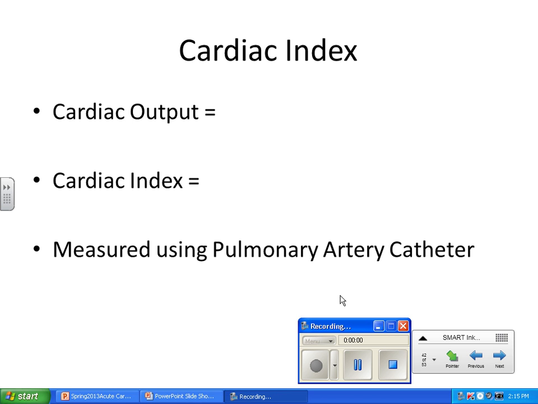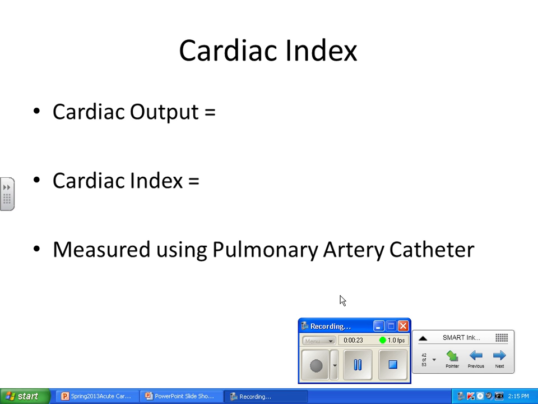So your cardiac index is going to be a much more specific reflection of how your individual patient's heart is functioning, because it's going to tell you how many liters per minute per square meter that heart is functioning at. So instead of just the liters per minute that your cardiac output tells you, now it's going to be calculated based on the patient's body surface.